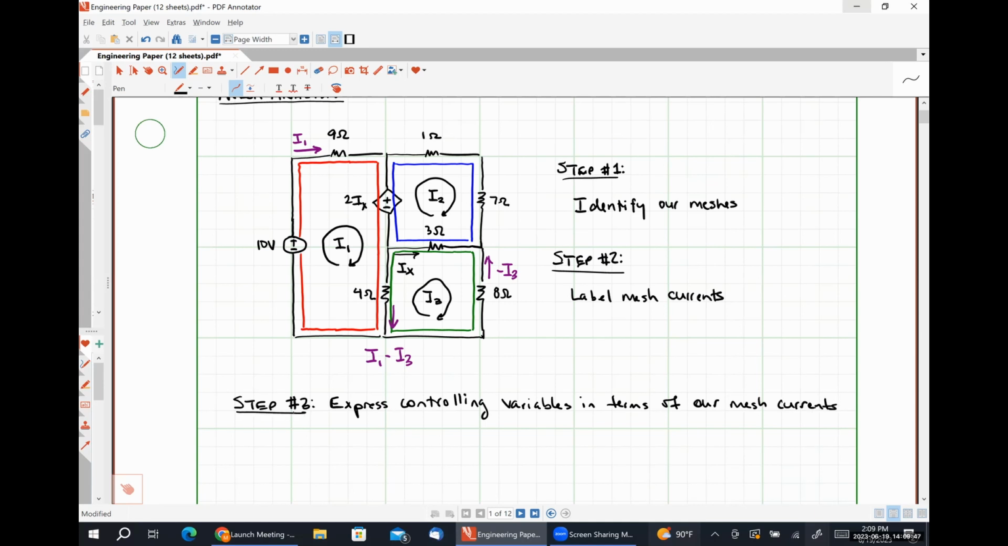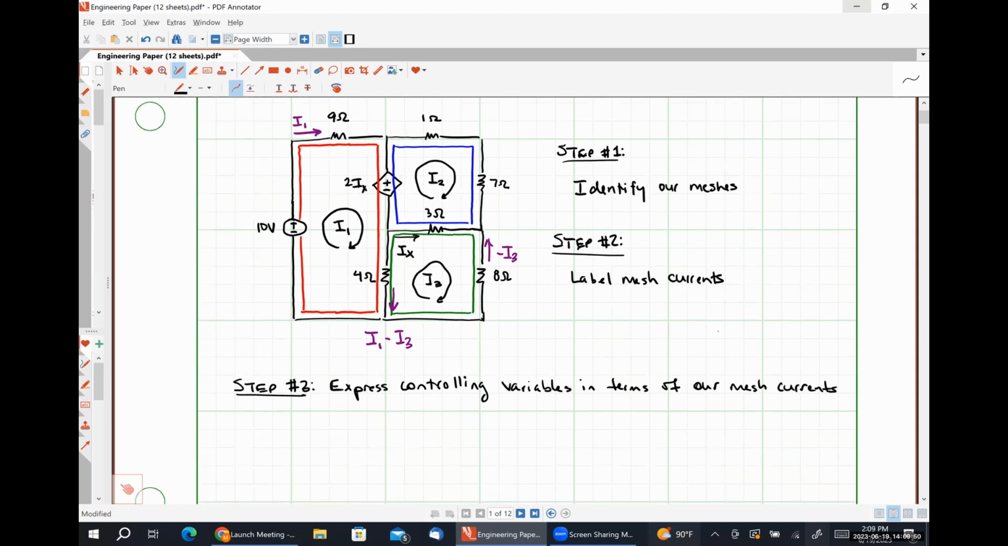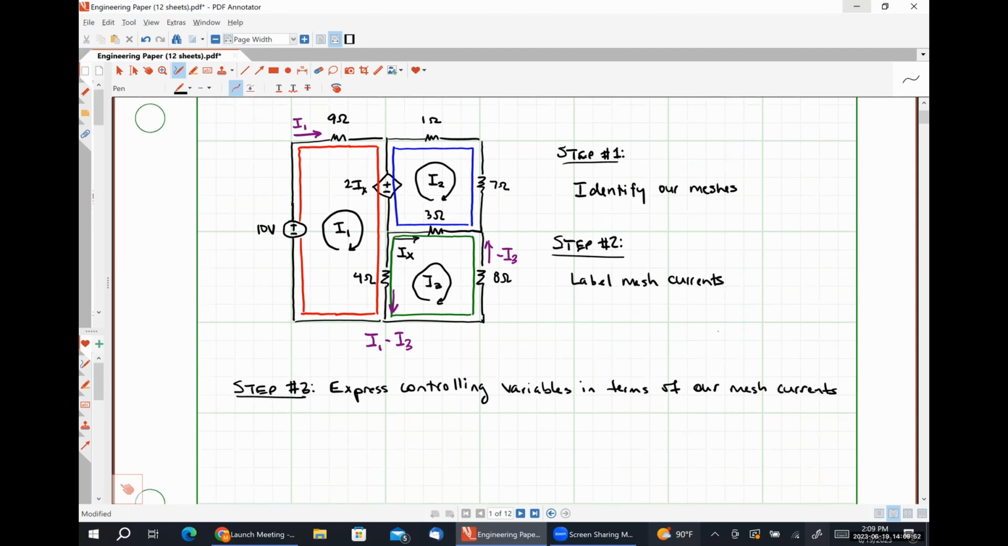So in this particular circuit, the current IX controls our current controlled voltage source, and IX is the current flowing from left to right through the 3 ohm resistor. As our mesh current I3 passes through the 3 ohm resistor, it is flowing in the same direction as indicated by the arrow for IX. So we're going to have positive I3. And the current I2 is flowing in the opposite direction as it flows through the 3 ohm resistor. So we're going to have Ix is equal to I3 minus I2.